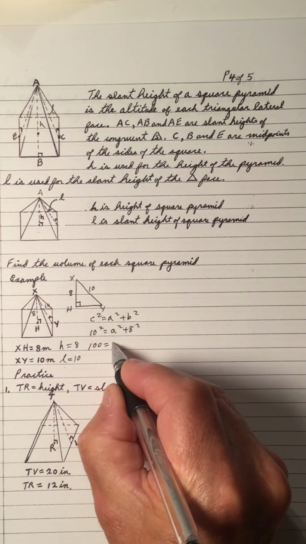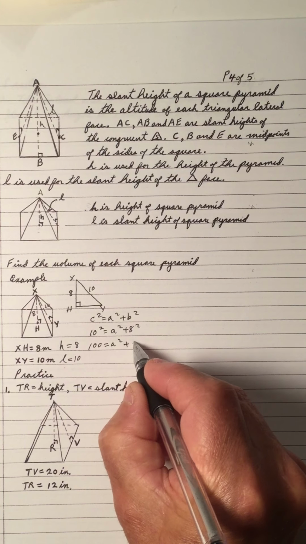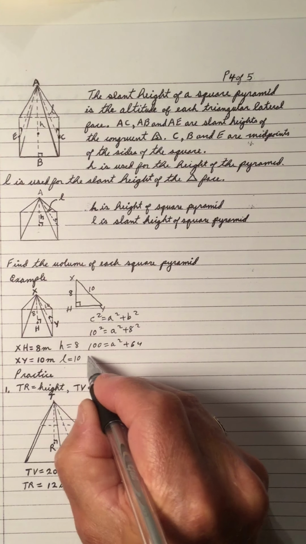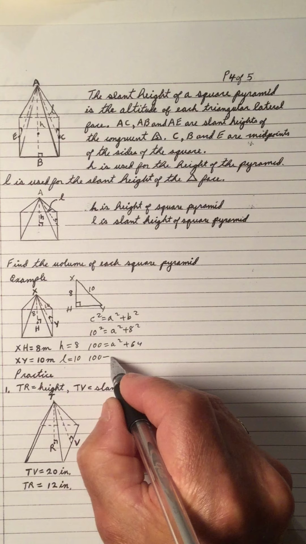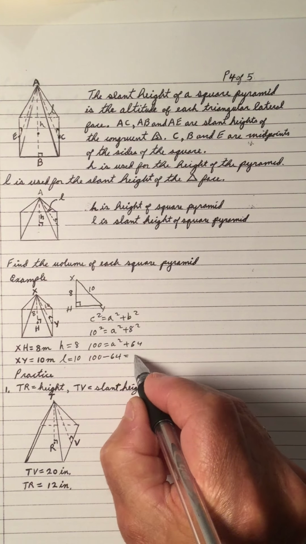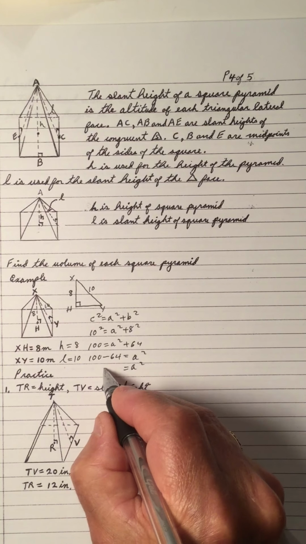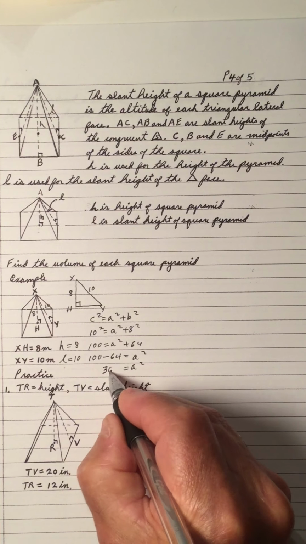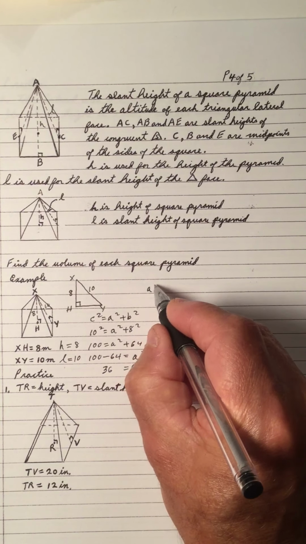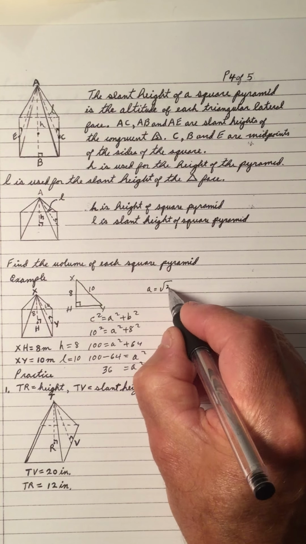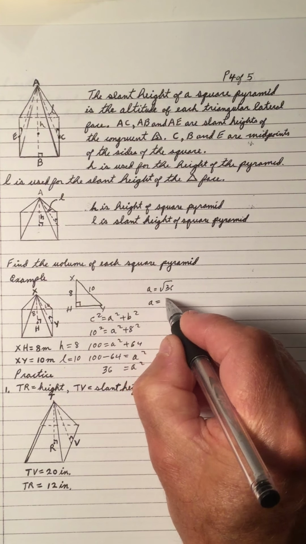10 times 10 is 100. H squared is 64. So we've got 100 minus 64. We transpose it to the left side. So A squared is 36. So A is the square root of 36. So A is 6.